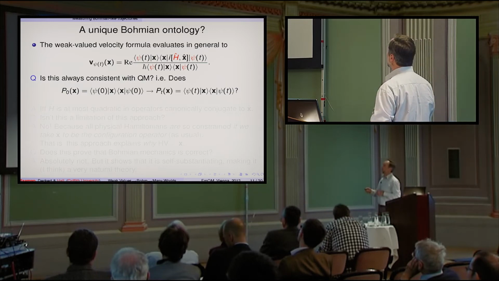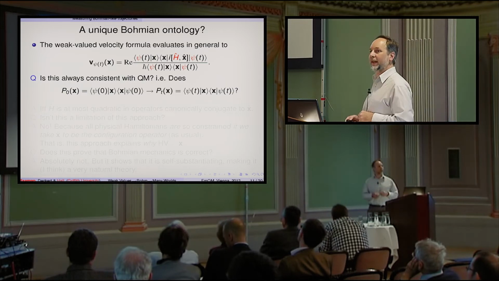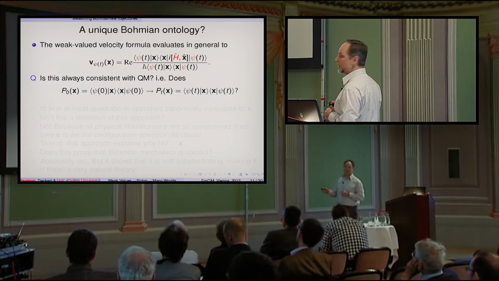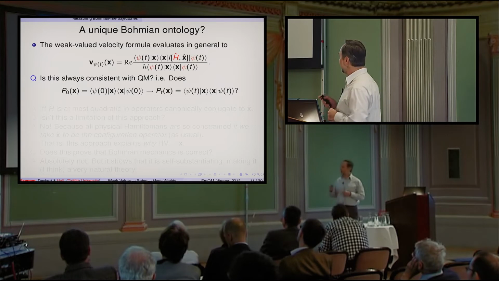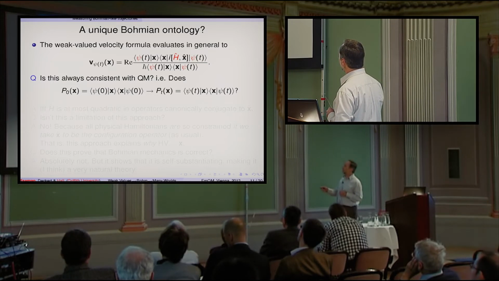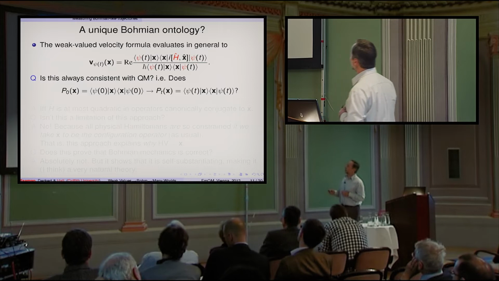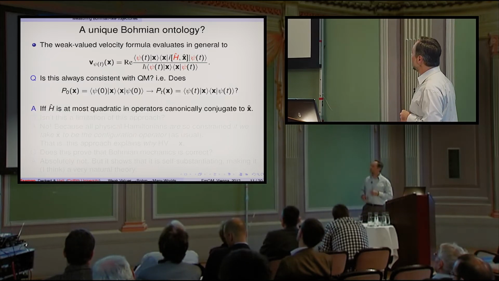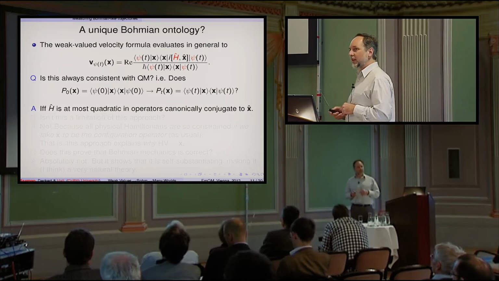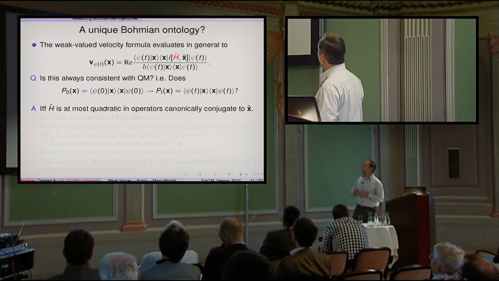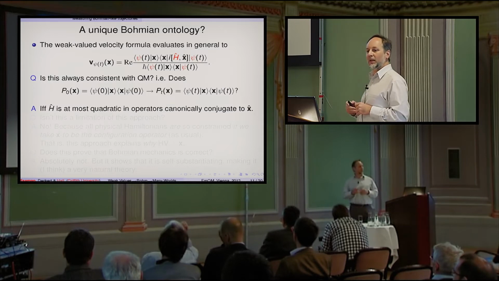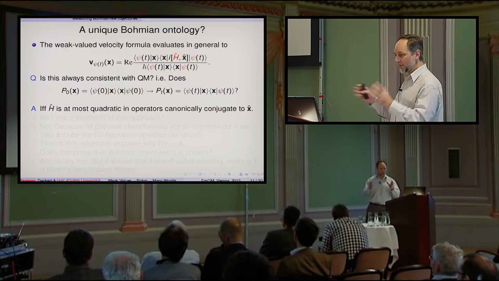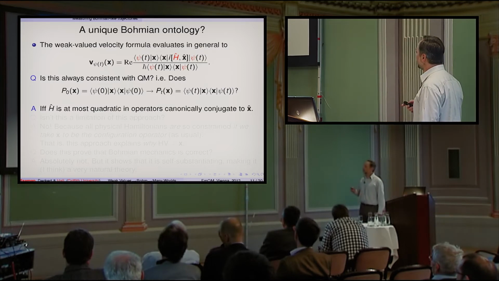So the question you could ask is, is this always actually consistent with quantum mechanics? Does this form of the velocity, in fact, propagate an initial probability distribution for the configuration to a final probability distribution which still agrees with quantum mechanics if the initial one does? And the answer is it does if and only if the Hamiltonian here is at most quadratic in the operators which are canonically conjugate to the position operator, or more generally the configuration operator.